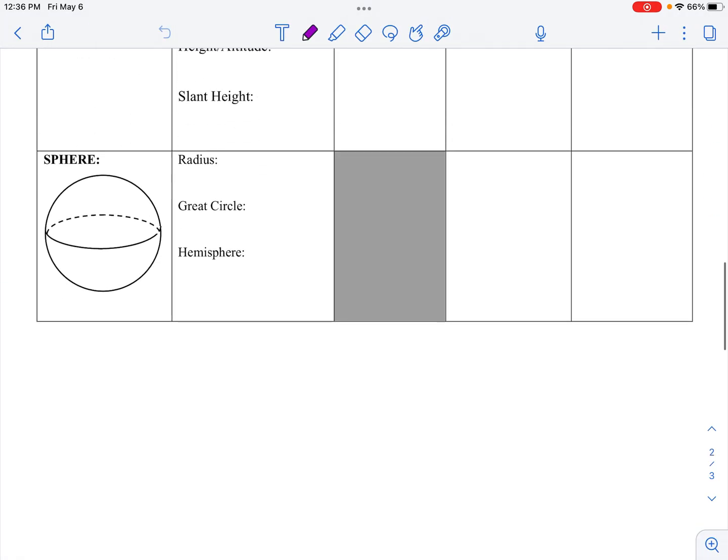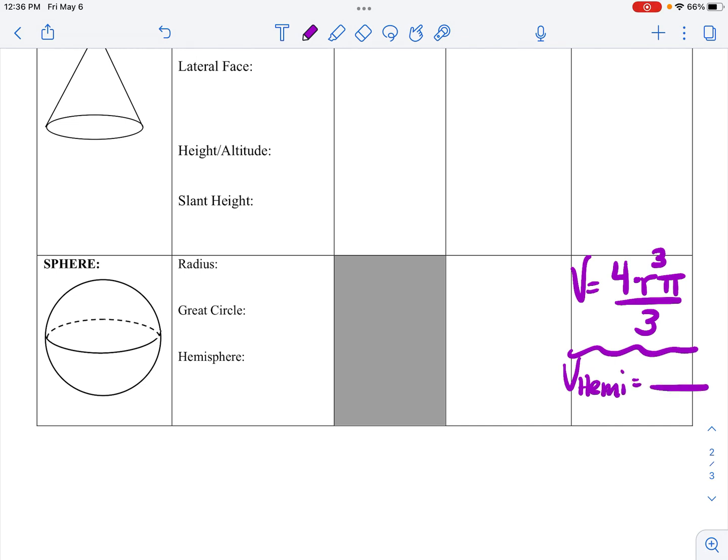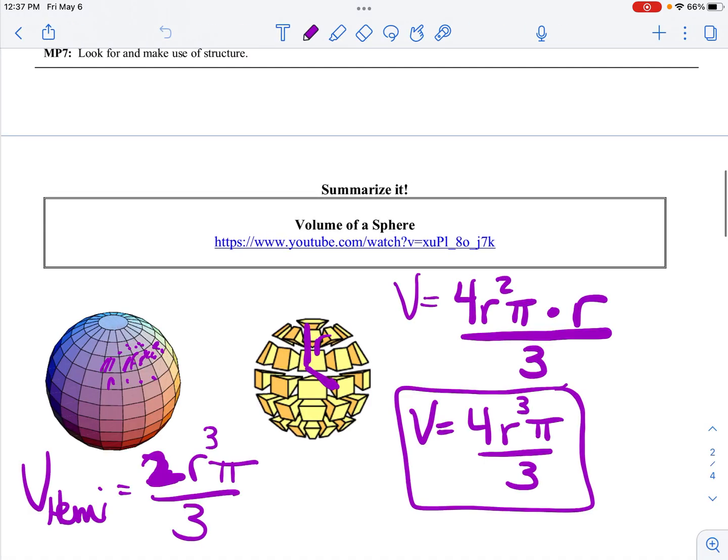All right, so my formula for a sphere volume right over here is, again, my volume for a sphere will always be 4 times r, and again, cubed, not squared, cubed pi divided by 3. If you need to, your volume of a hemisphere, which again is half, would be 2r cubed pi divided by 3. So the way I like to summarize this is just to point out to you guys that the only quantity you need for spheres is your radius. You need your radius, whether it's surface area or volume. All right, let's go ahead and put these into work today.